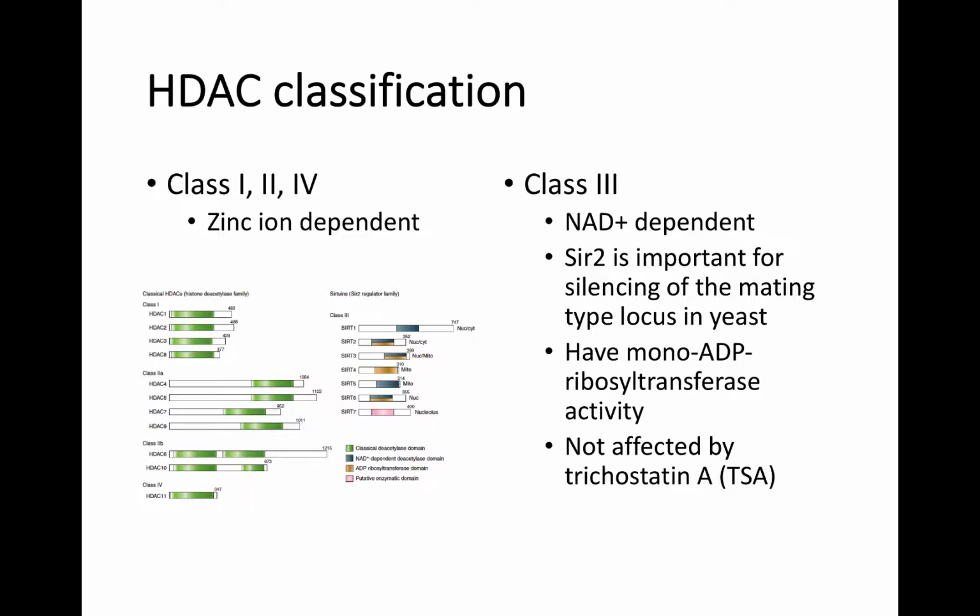HDACs in Class 1, 2, and 4 are considered classical HDACs. They require a zinc ion for catalytic function, and they can be inhibited by the drug trichostatin A. Class 3 HDACs, on the other hand, are not affected by trichostatin A and are dependent on NAD+ instead of zinc. The proteins in this class also have mono-ADP ribosyl transferase activity in addition to the deacetylase activity.